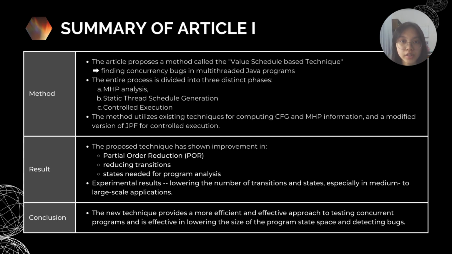Next, for the results section, the proposed technique has shown improvement in partial order reduction (POR), reducing transitions and states needed for program analysis, while the experimental results demonstrate efficiency in lowering the number of transitions and states, especially in medium to large-scale applications. In conclusion, the article introduced a new technique for testing concurrent programs using value schedules. Overall, the technique provides a more efficient and effective approach to test concurrent programs and is effective in lowering the size of the program state space and detecting bugs.